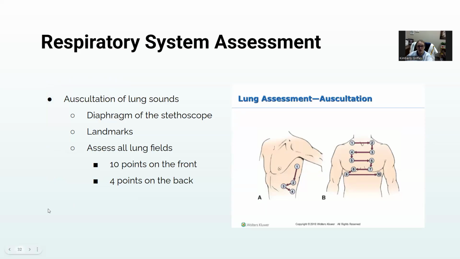When we listen to the lungs, if you remember way back to first semester, you're going to use the diaphragm of the stethoscope and you're going to use your landmarks. So you have 10 points on the front and 4 points on the side. So your front and back should be the same, and then you have 4 points on the side. And then you're going to kind of step. So you're going to have 1, 2, 3, 4, 5, 6. So you're not going to go 1, 2, and then go to the other side. You're going to kind of step ladder each side.